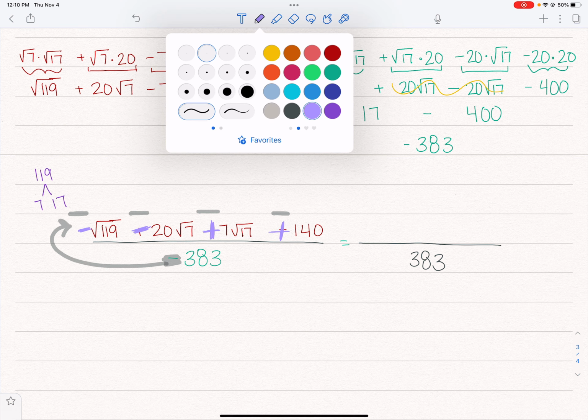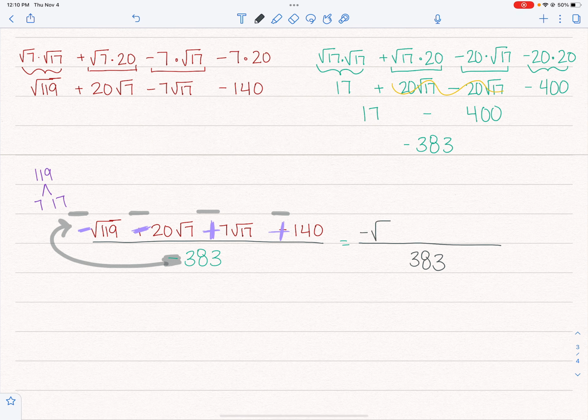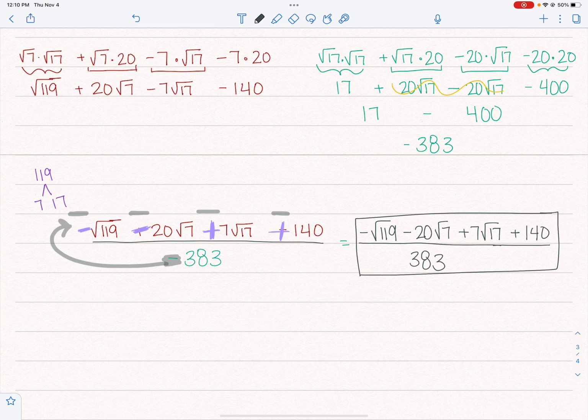And so my final answer will be negative square root 119 minus 20 square root 7 plus 7 square root 17 plus 140, all over 383. It looks really nasty because nothing in the numerator simplifies, because I can't combine any of these like terms since none of the radicals match. And then of course 140 is just a number. I can't cancel those two because that 140 is touching addition, and so that is my answer.